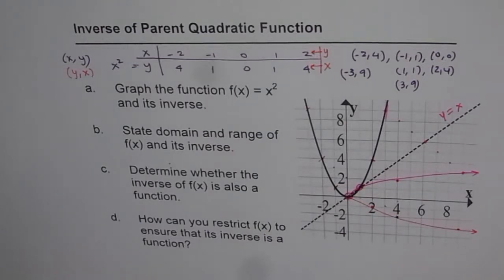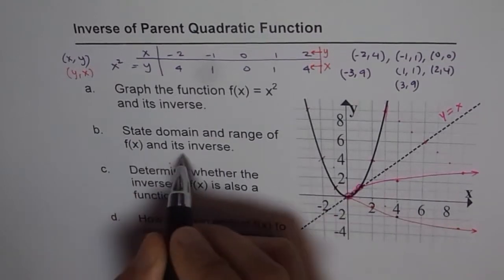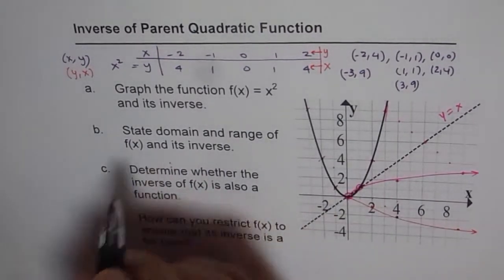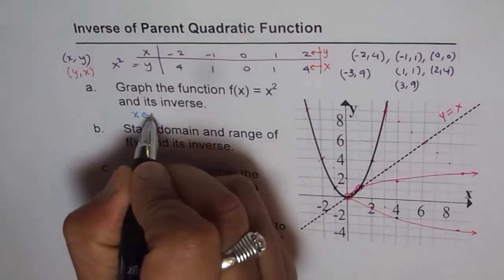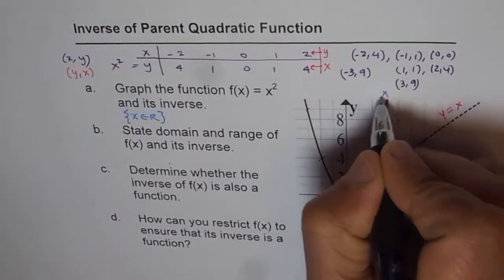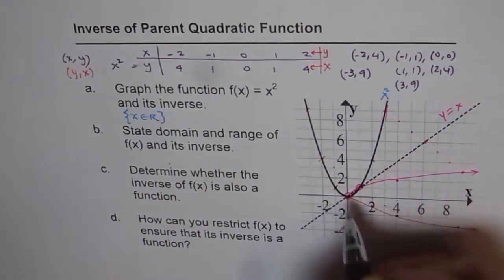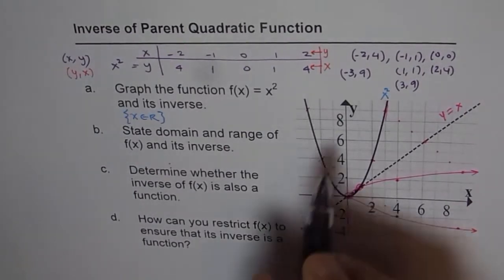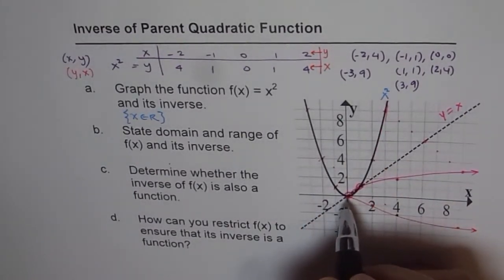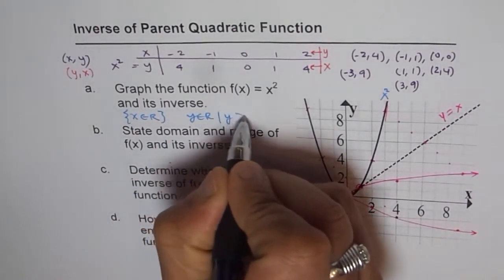Okay, now part B is to find the domain and range of f of x and its inverse. Now, the domain of our function x square is all real numbers. So let me write down the domain here. So x belongs to real numbers is the domain of our function y equals x square. And the range is y belongs to real numbers where y is greater than or equal to 0.